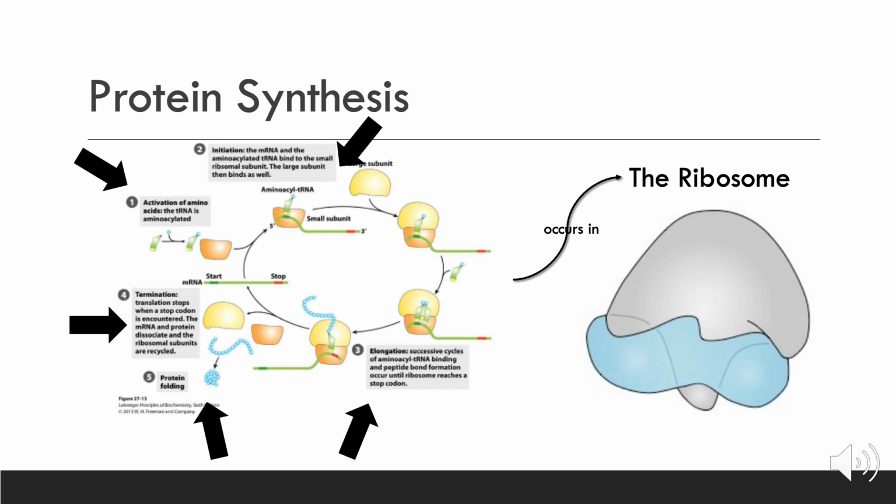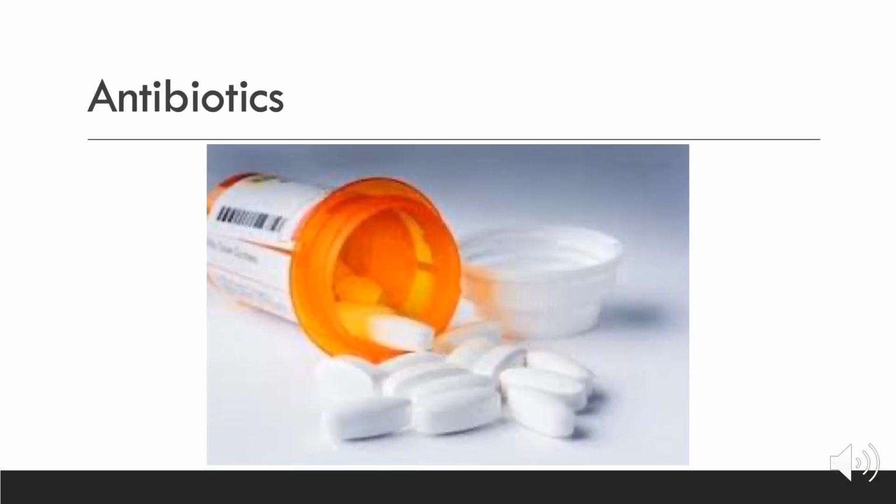A lot of antibiotics utilize this fact and target protein synthesis in bacteria to prevent their function. Antibiotics are one of the most commonly known and beneficial medicines and are used to fight bacterial infections. Different types of antibiotics work in different ways. However, the type of antibiotics that we are going to focus on are protein synthesis inhibitors.